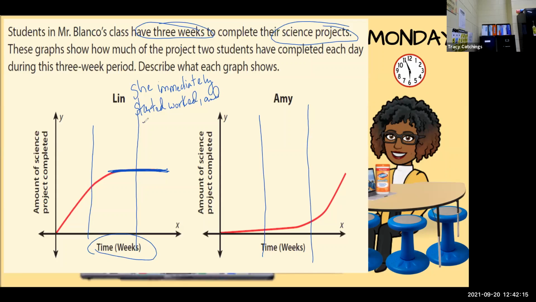And she finished before it was due. She immediately started working. In her second week, she was pretty much finished with her science project. She didn't have to look at it anymore. She didn't have much work to do because she had already finished.